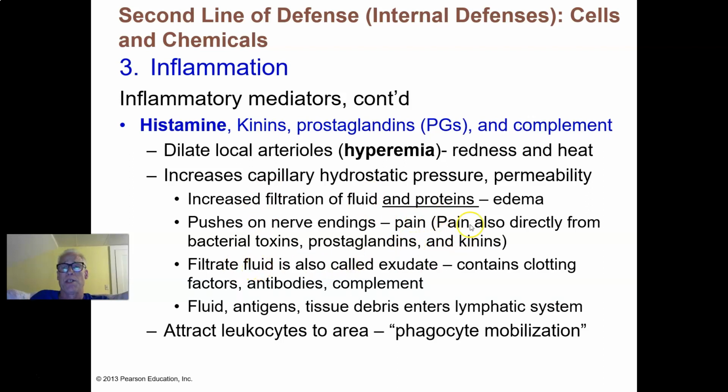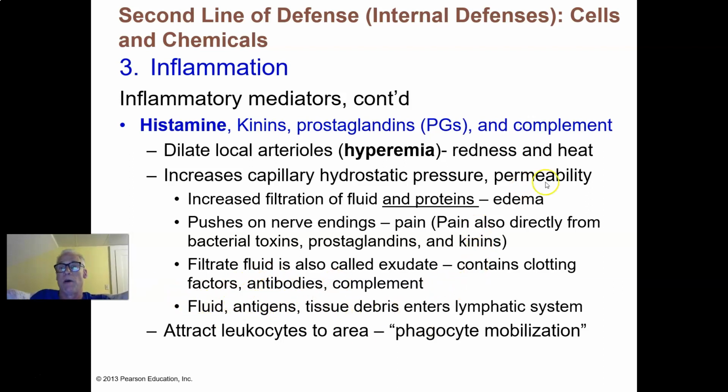The filtrate fluid that's then escaping from all these leaky high pressure capillaries is called exudate. And in the exudate, there are going to be clotting factors, right? Once there's this big increase in permeability, the blood proteins start to leak out into the interstitial space. So there are clotting factors, antibodies that were in the circulation now swimming out there, complement proteins, we'll learn about those in a minute. So there's lots of good stuff out there that can now contribute to inflammation and to the changes that will lead to wound healing.